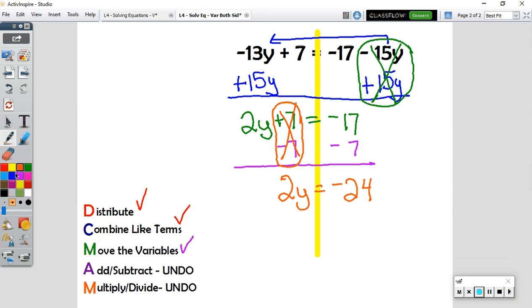And then to finish it off, I'm going to undo this multiplication of y times 2. I'm going to divide by 2 on both sides. 2 divided by 2 is 1, so I get 1y. Negative 24 divided by 2 is negative 12.